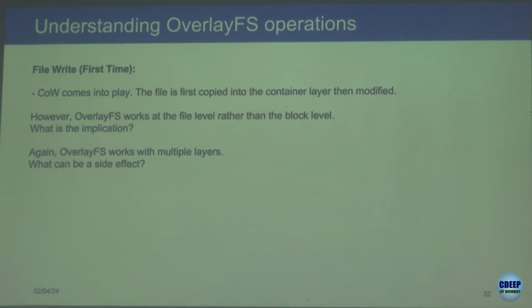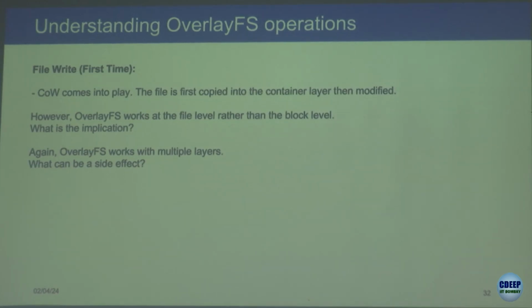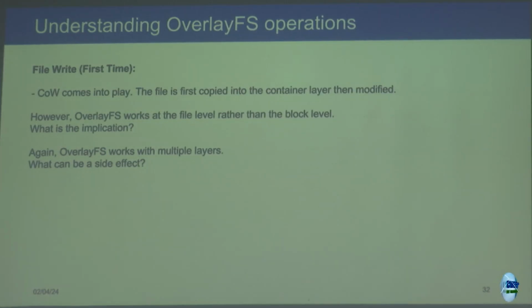File write. What will you do in a file write? If you are doing a file write for the first time, then copy on write happens. You will have to copy the file and then modify it, right? That is for the first time, and afterwards it is going to use its own container layer file to update whatever you want to do. But the overlay file system works on file level. So what is the catch? What is the implication here? It does not work on block level. So if the file is very huge and you are changing only a small bit of information, it will copy the whole file. Exactly, so that is the problem.